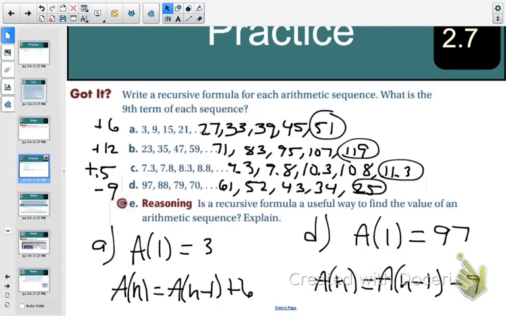Okay, so I went ahead and found the 9th term in all of these. In this one it's 51, because it's adding 6 every time. This one is adding 12, so it's 119. This one's 11.3, because it's adding 0.5. And this one is 25, because it's subtracting 9 every time.